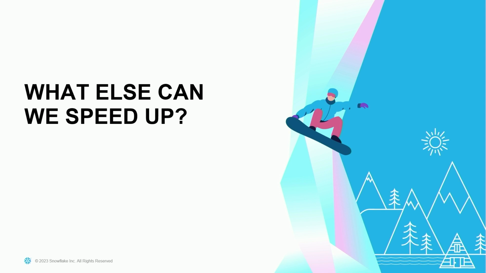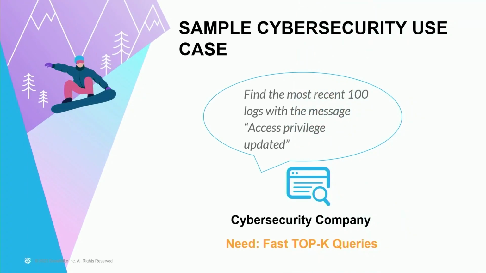But since this conversation is just about general search, we also did a lot of things to improve general pruning. And I'll be talking about one such feature here. A common use case across industries is to look at top K items, where you want to find the K largest or the least based on some condition. For example, a cybersecurity company wanted to find the most recent 100 logs with the message access privilege updated.